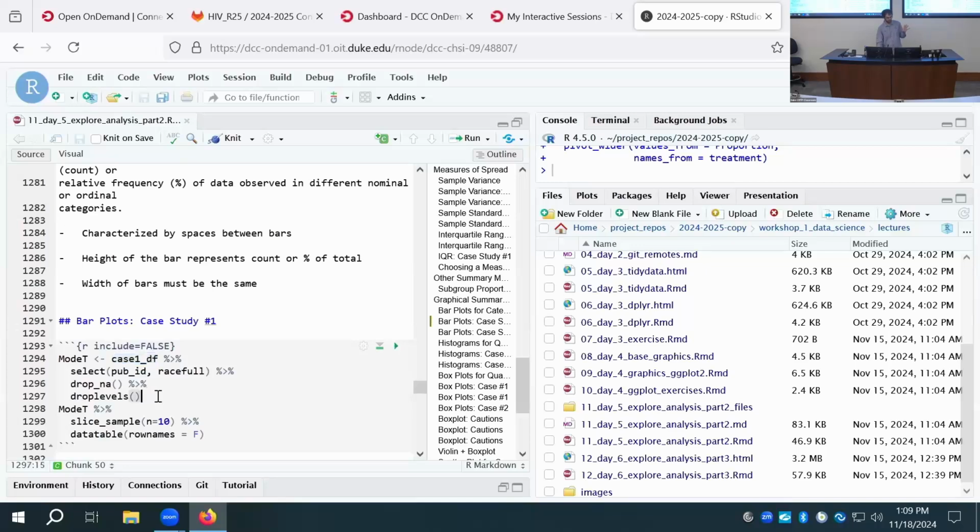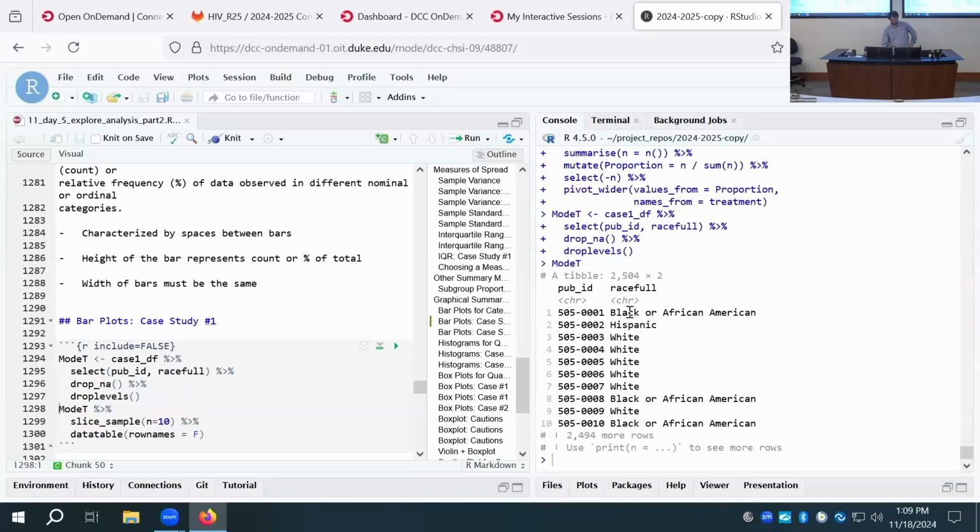So we're going to look at case one and do a bar plot by the self-reported race. We're going to select pub ID, publication ID, and raceful, and we're going to drop missing levels. So this is going to drop NAs, and then drop any levels that are completely missing. That gives us our tibble, which has a pub ID and the race that was reported, and so on.